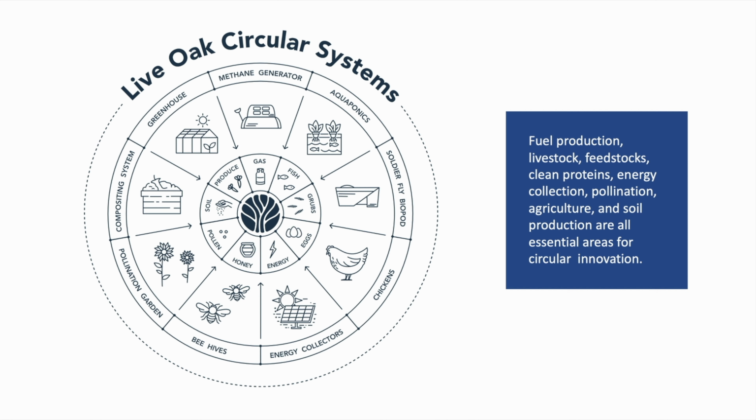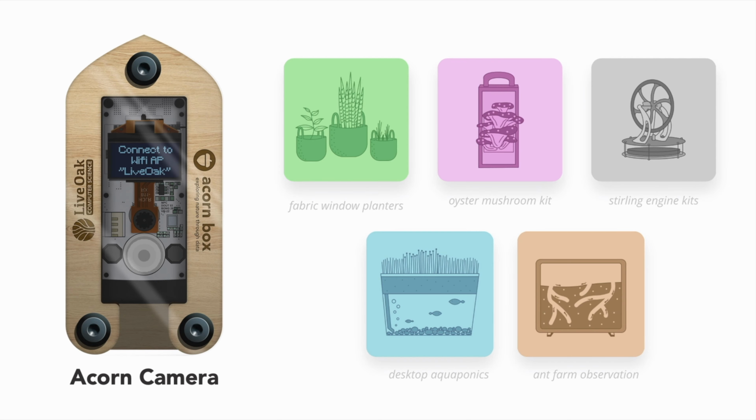Live Oak Circular Systems are an outdoor laboratory to illustrate the concept of natural physical systems meeting computer science. Computer science is only useful if we solve real problems with it. At Live Oak Computer Science, we're working to bridge the gap between computer science and the physical world. We're working on developing camera systems that take photos and send that data back for computer science projects. Whether a classroom is monitoring plants growing on a windowsill, mushrooms, Stirling engine kits, desktop aquaponics, or ant farms to learn the basics of ecology, we're working to connect the physical and the digital.